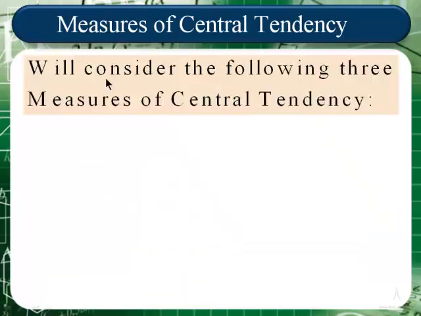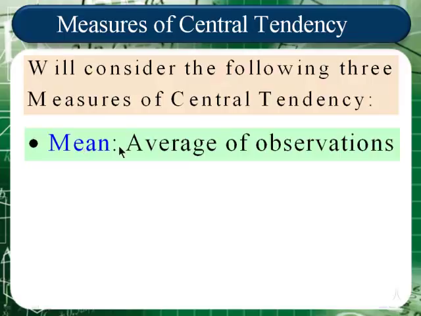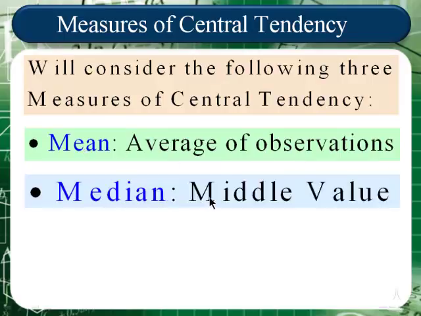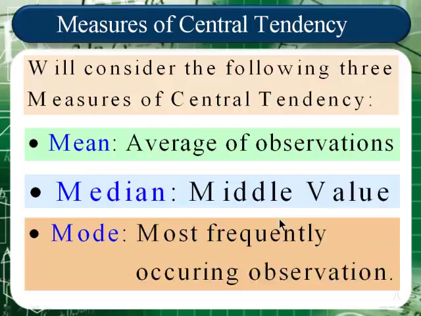Next we focus on measures of central tendency. We will consider the following three measures of central tendency. Firstly, the mean or the average of the observations, the median, the middle value of the observations, and the mode, which is the most frequently occurring observation.